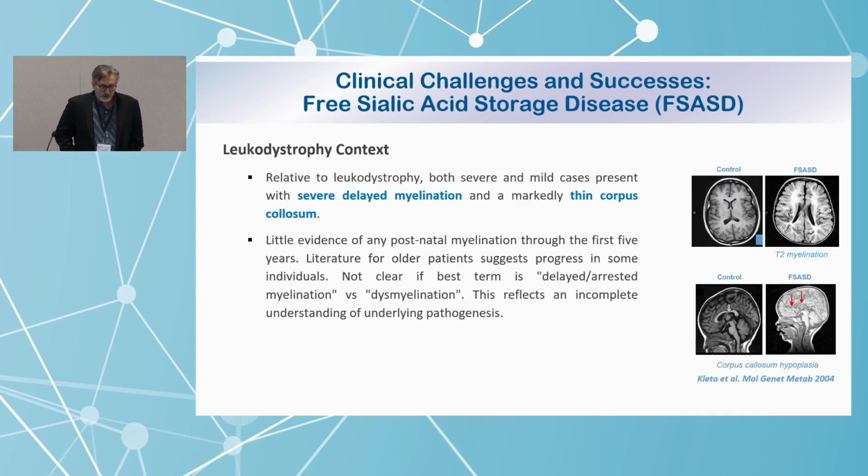In the context of leukodystrophies, this has severe delayed myelination with a markedly thin corpus callosum, and we've heard about that in a number of other talks, so this isn't particularly specific. In the literature, there's some suggestion that central myelination may improve over time, although it's rarely seen peripherally, even in older patients. And in the MRIs that we've reviewed for a short natural history study that I'll describe, we've essentially seen no evidence of myelination progression in the first half or 2/3 of a decade.